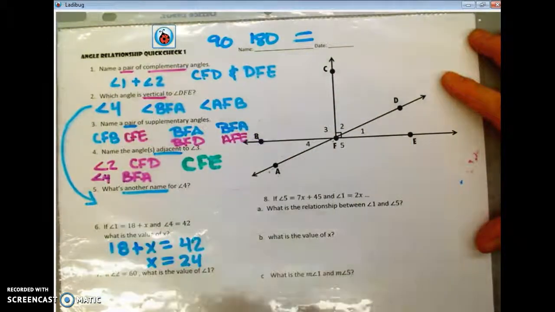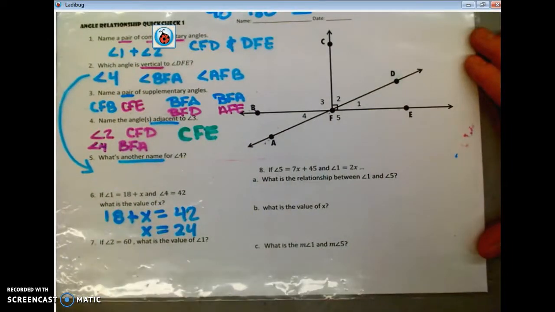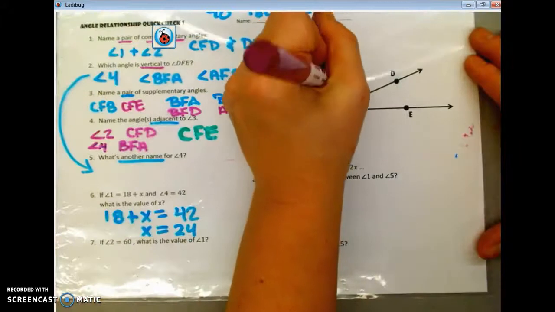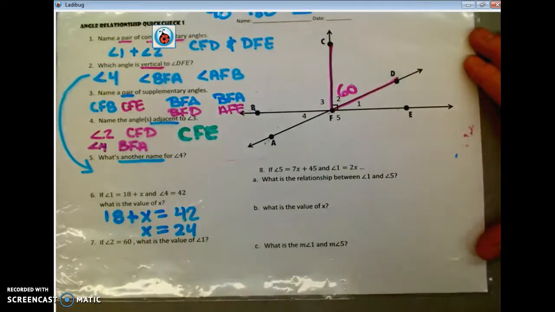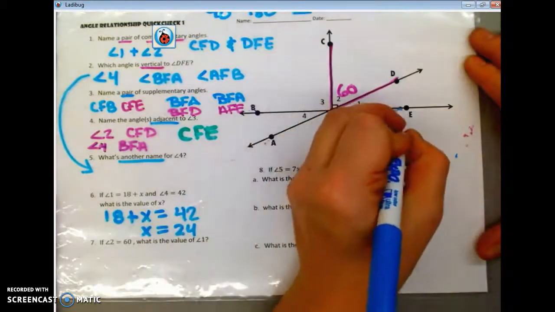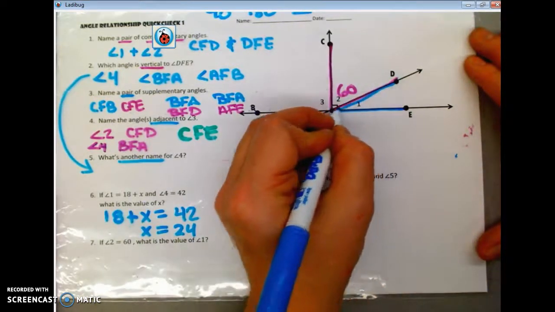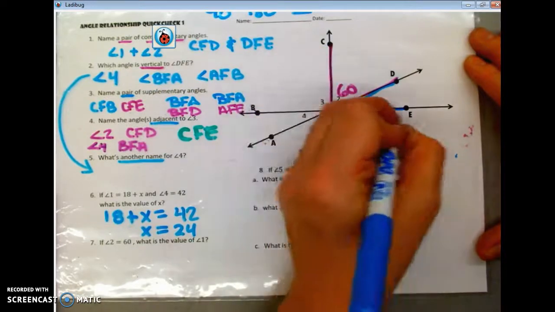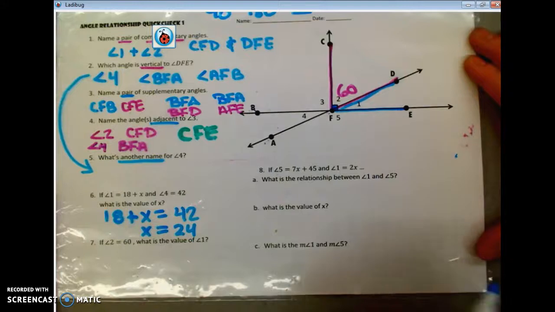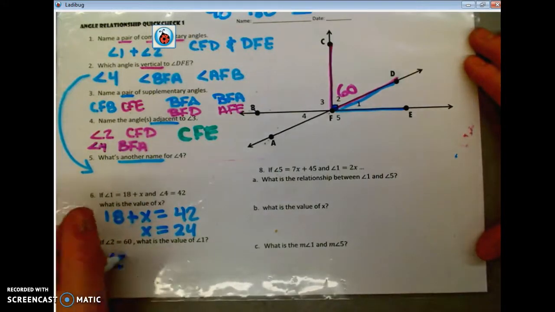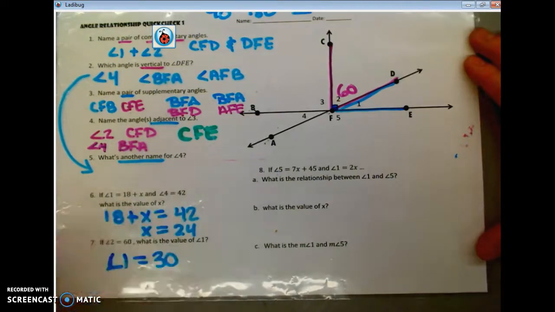All right, number 7. If angle 2, which is right here, is 60 degrees, what's the measure of angle 1? Well, we can see that angle 1 plus angle 2 make up angle CFE, which is a 90-degree angle. It tells us right there. So 60 plus what gives you 90? And so angle 1 equals 30 degrees.